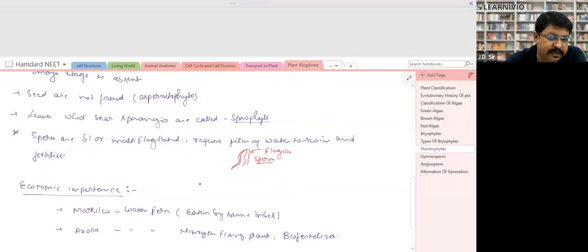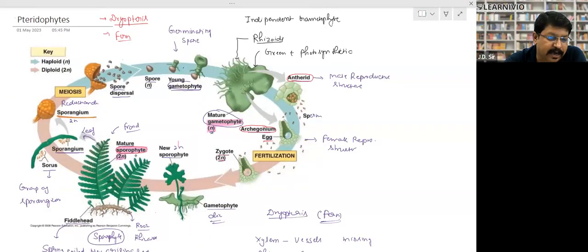In pteridophyte, this is a diploid plant, right? Sporophyte. This is a haploid plant. So in the life cycle of pteridophyte, there are two types of plant body. This pink color represents the diploid life cycle, blue color represents the haploid life cycle, right? When in the life cycle of a single plant, two types of plant body exist, this is called haplodiplontic life cycle.